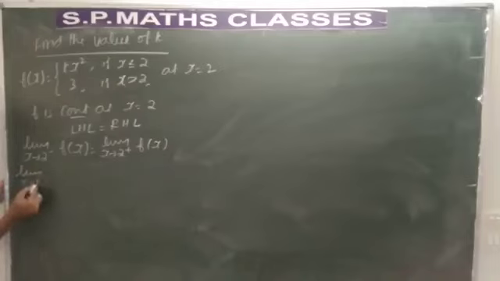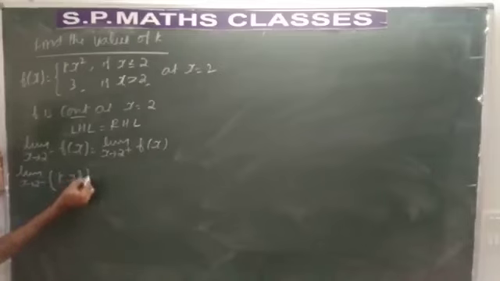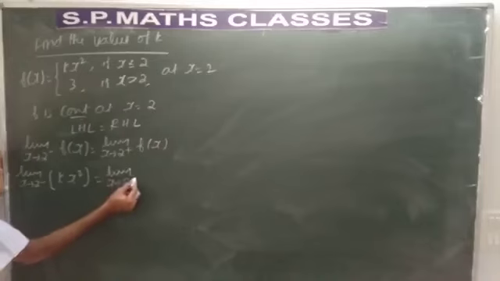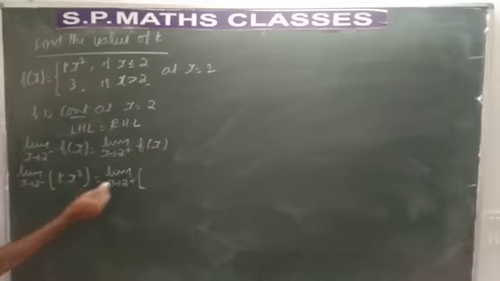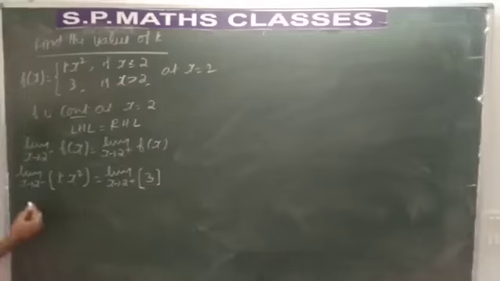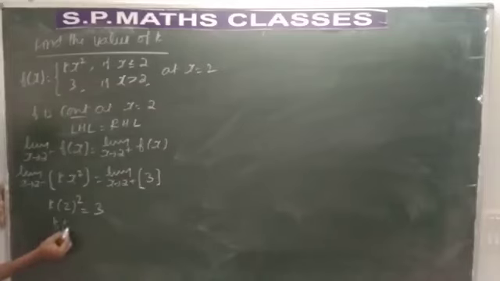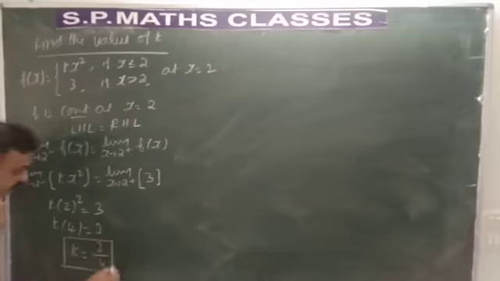Limit as x tends to 2 minus, less than 2, it is k into x square. Limit as x tends to 2 plus, 2 plus means greater than 2. Greater than 2, it is nothing but 3. Apply, k into 2 squared is equal to 3 on the RHS. So k into 4 is equal to 3. What is the value of k? Value of k is equal to 3 by 4.